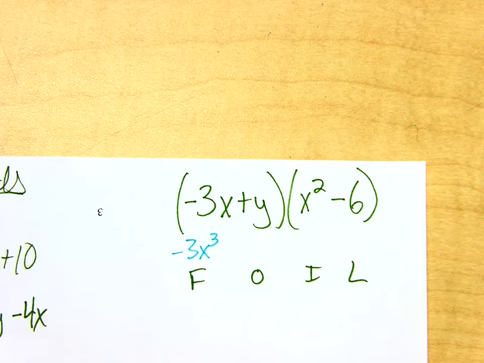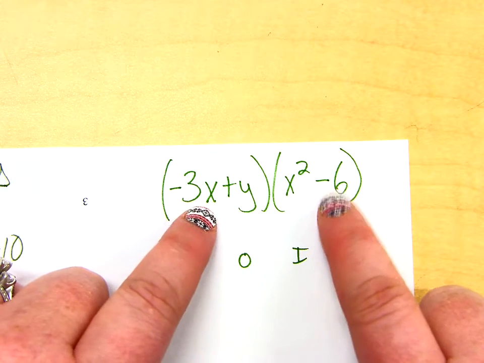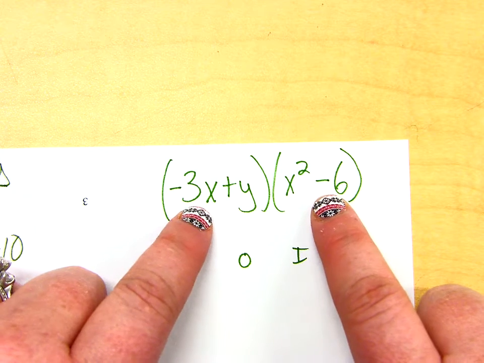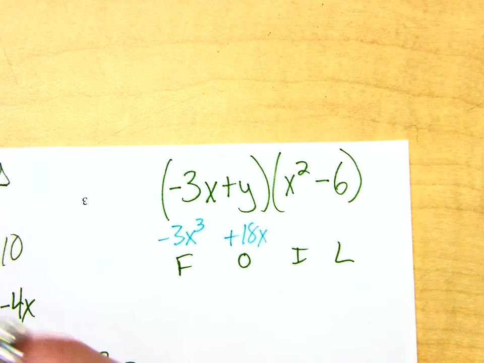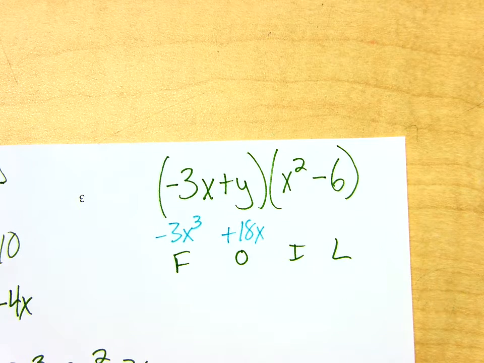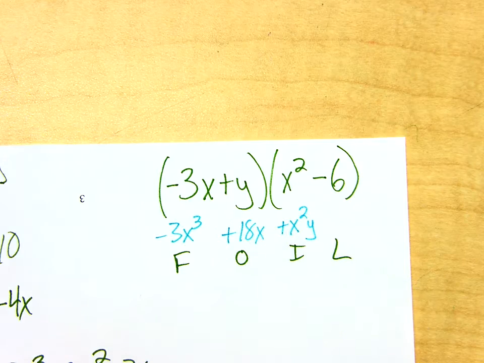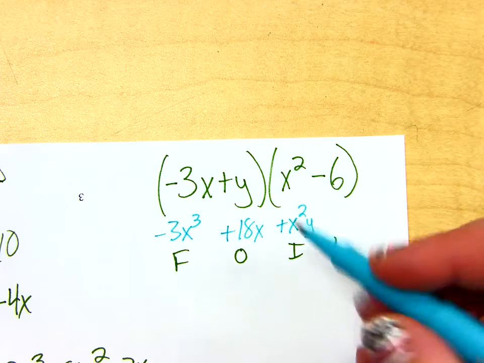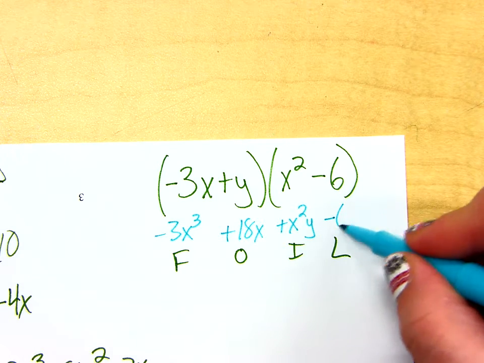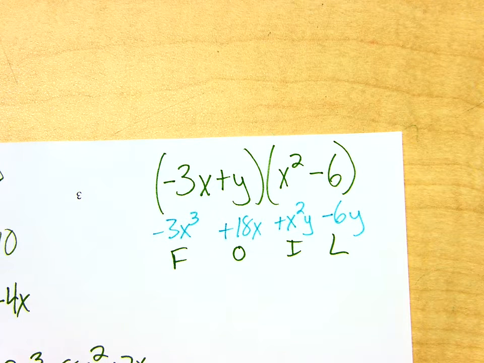If you multiply the two outer numbers together, Destiny, what do you get? Negative 18x. You're so close. Would it be positive? Yeah, because you got a negative 3x and a negative 6. So we're going to have a positive 18x. Inners. Jaden. Positive x squared. Correct. Positive x squared y. And then the last. Emma. Negative 6y. Yes, perfect.